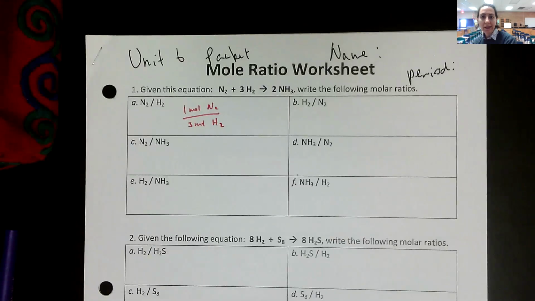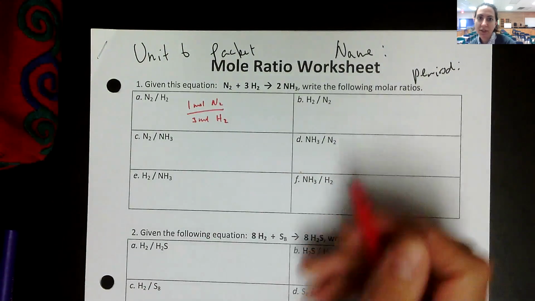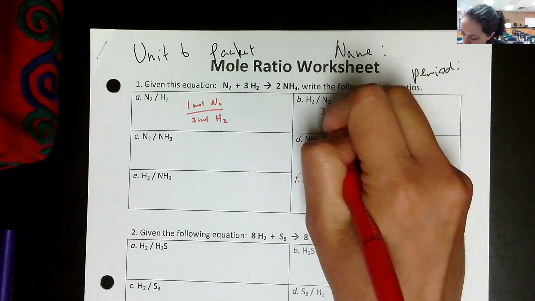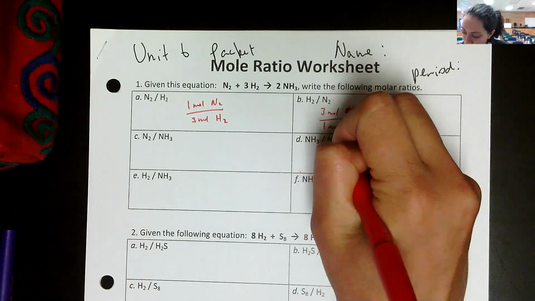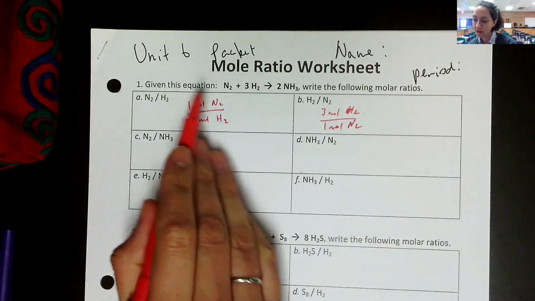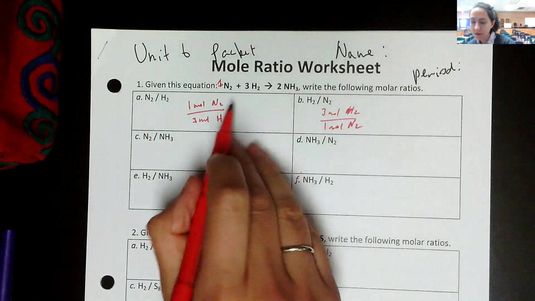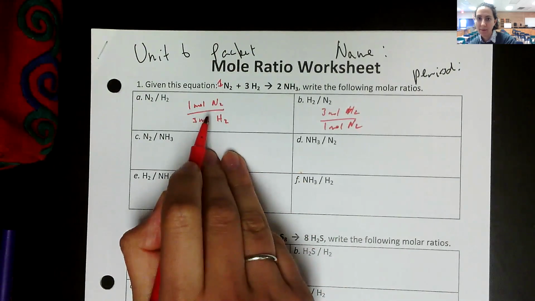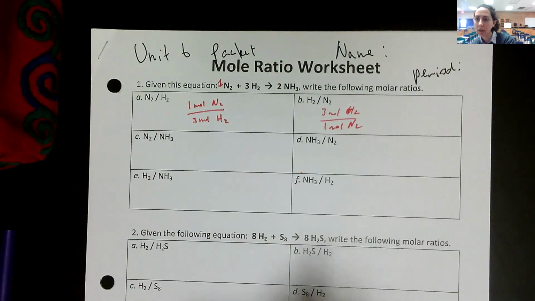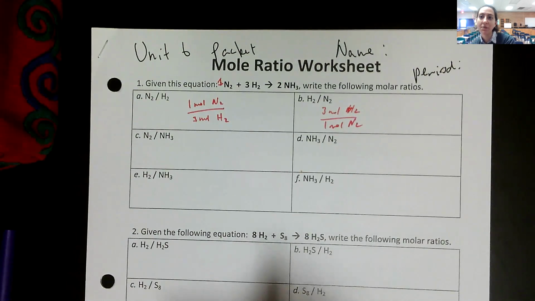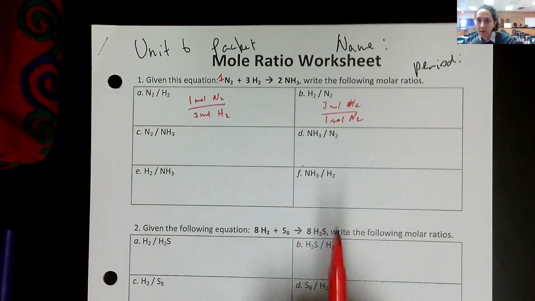Okay. B is asking the opposite, so this would be the flip. But it's the same idea. And again, it comes from here. There's an invisible little 1 in front of this nitrogen. There's a 3 here. That's where the 1 and 3 came from. And it's really important to keep them with the correct species. Okay. Let me just do one more just to give you that example.